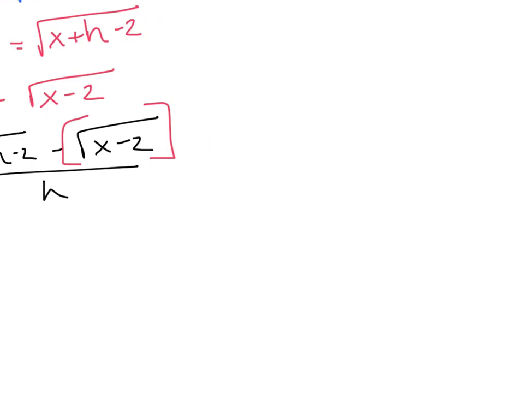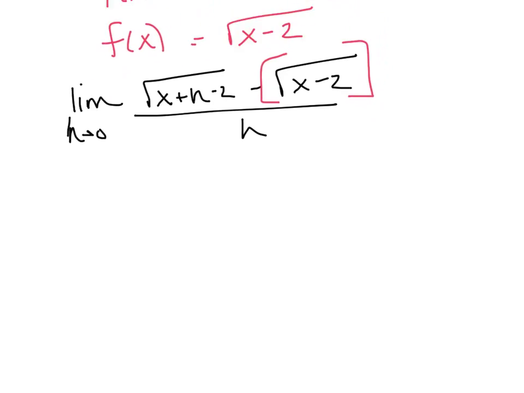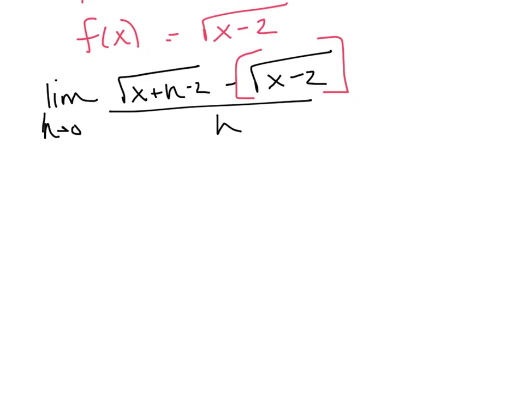Now, where did you go? All right, we've talked about cleaning up these limits. If you were to plug 0 in, I'd get radical x minus 2 minus radical x minus 2 over 0. So I'd get 0 over 0, which is indeterminate.